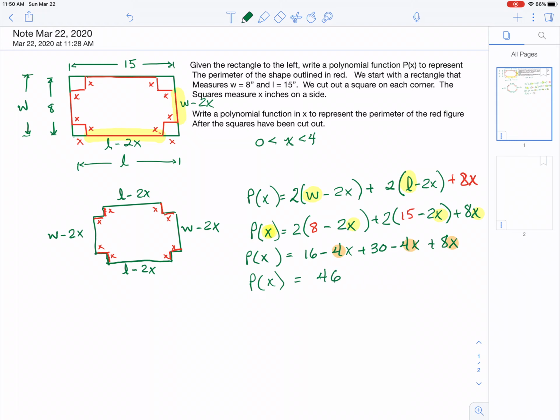And it's interesting to me that that number 46, if I had taken the perimeter of the original rectangle before I cut out those corners, I would have arrived at that same number. And of course, this is in terms of inches, 46 inches. So I'll leave you to think about that, why we ended up with the exact same perimeter on the cutout shape as we had on the original shape.